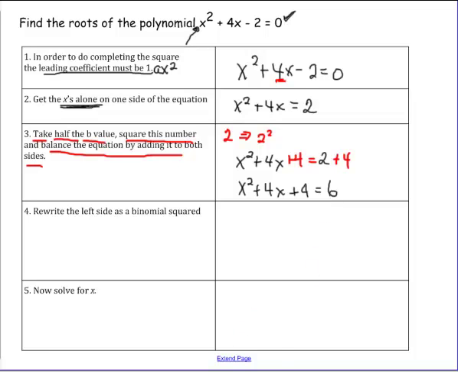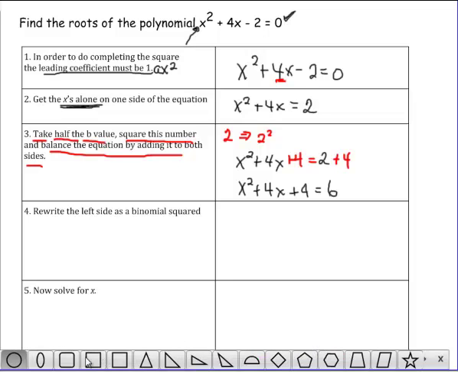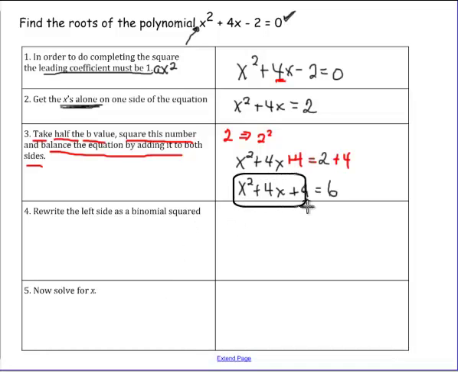You made this into a perfect squared binomial. In other words, if I factor the left side, that comes out to be x plus 2 times x plus 2, and I can rewrite that as a perfect square.